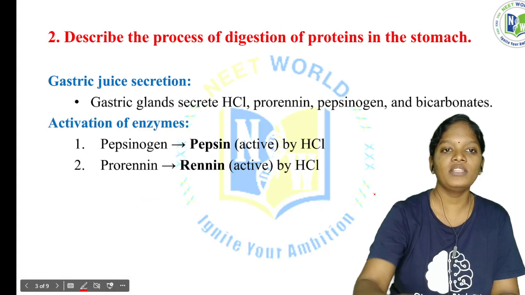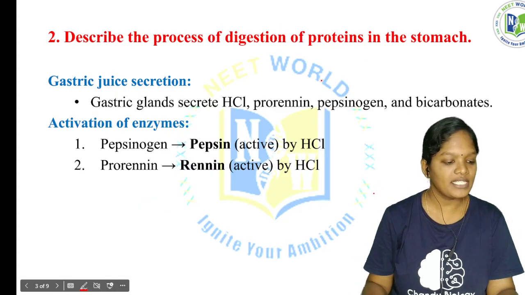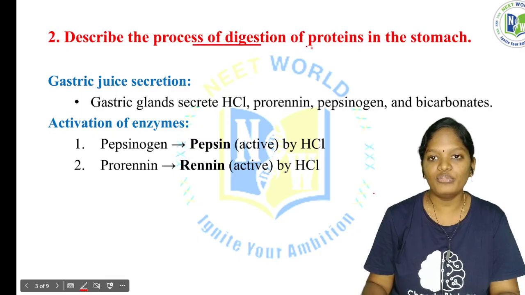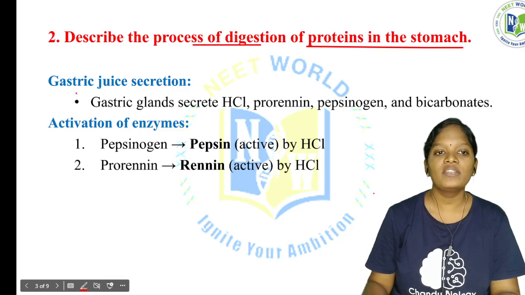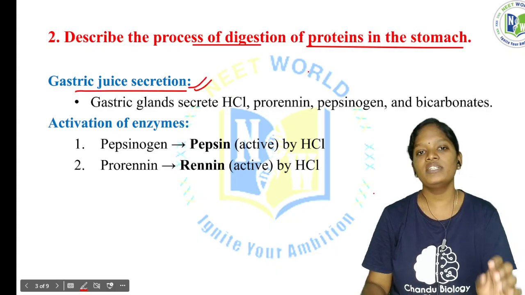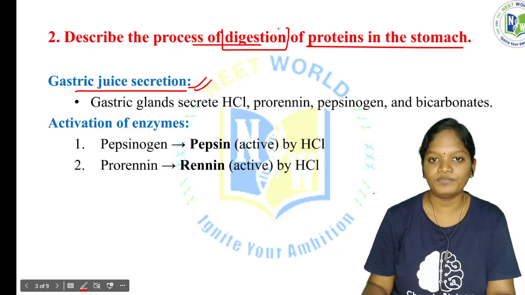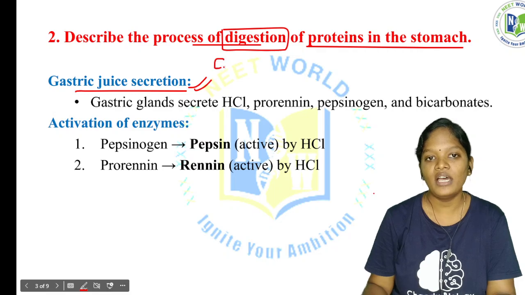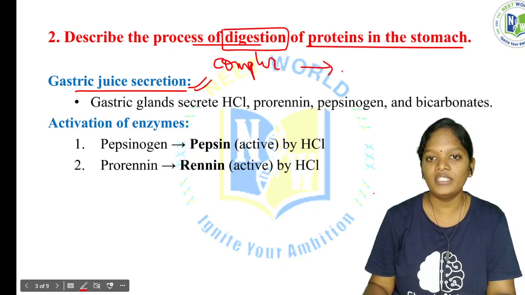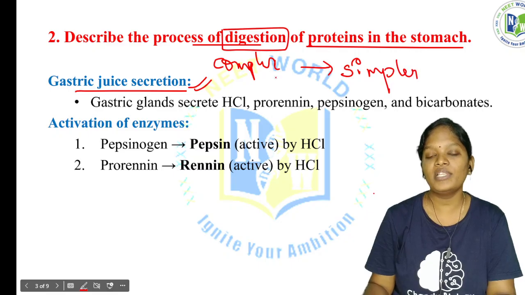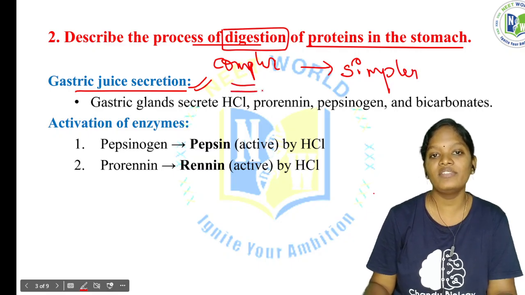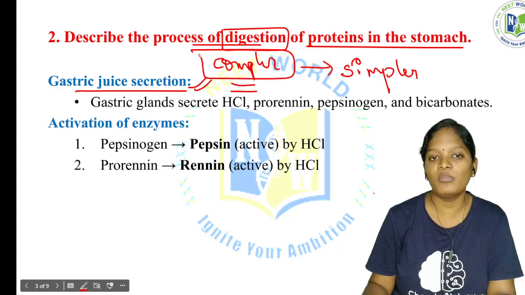Now the second question will be: describe the process of digestion of proteins in the stomach. Gastric juice secretion. First you should know what is meant by digestion. A complex structure is converted into simpler molecules. Whenever we eat rice, fruits, any pulses variety or cereals variety, all these are considered complex biomolecules.